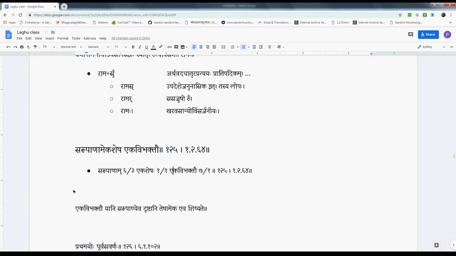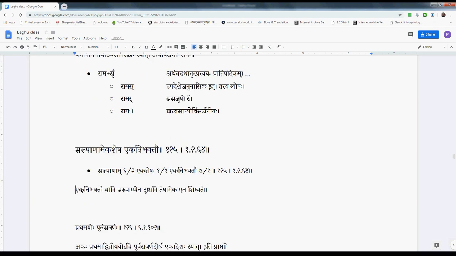What does the vyakhya say? We will go directly to the Laghu Vritti, which says Ekavibhaktau: in a single vibhakti, yani sarupani. Sarupanam expands as Samana Rupanam. Rama and another Rama, Ramascha Ramascha, the first Rama and the second Rama both have the same form. Ekavibhaktau yani samanarupani eva drishtani, which are seen, Rama and Rama, as in heard directly.